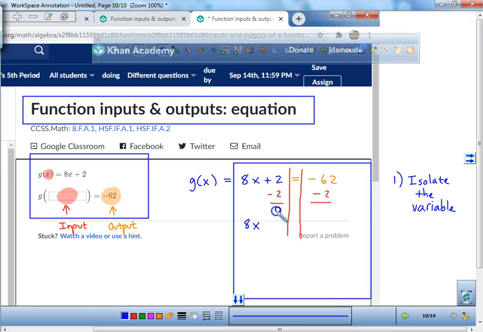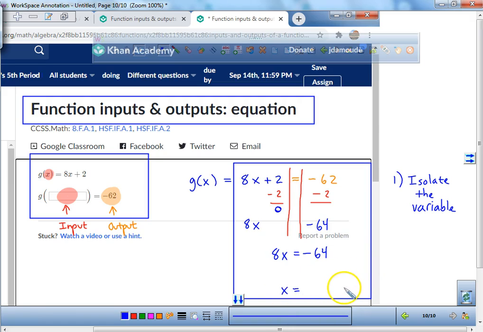So this will add to 0. Does anybody know what negative 62 minus 2 is? All right, she's saying negative 64. One of my students, negative 64. Excellent. So here's what we have left: 8x equals negative 64.